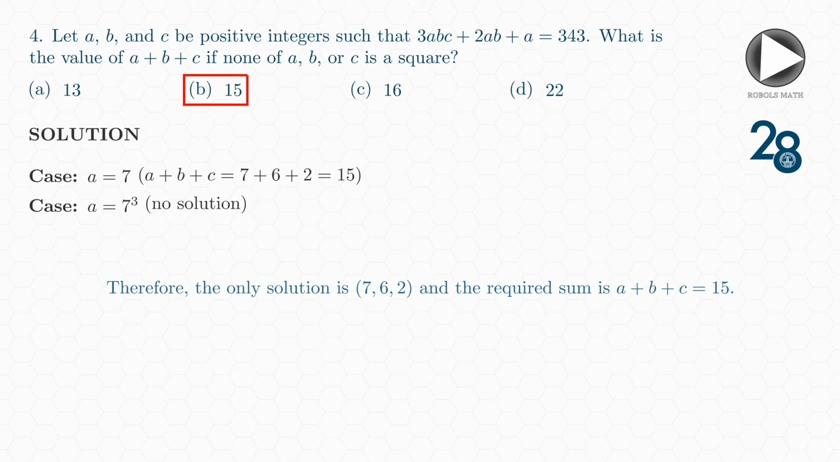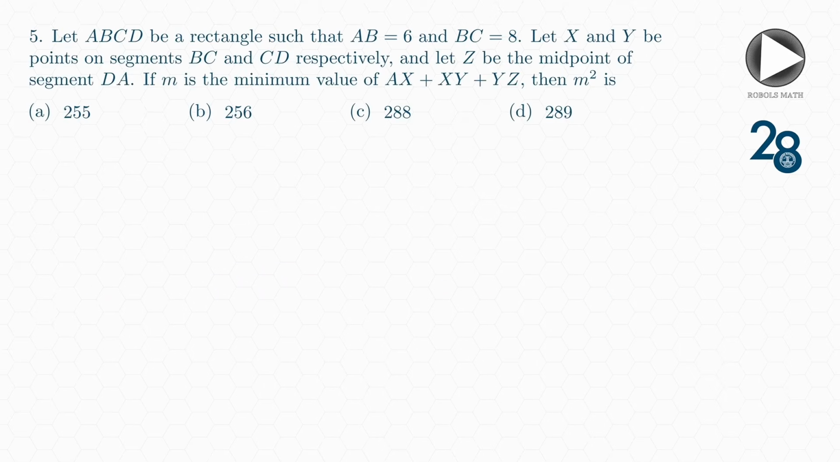If that's clear, we'll look at the last problem for this video, because it's taken a bit of time already. So let's look at number 5. We're given a rectangle ABCD such that AB equals 6 and BC equals 8. Let X and Y be points on segments BC and CD respectively, and let Z be the midpoint of segment BA. If M is the minimum value of AX plus XY plus YZ, then M squared is what value?